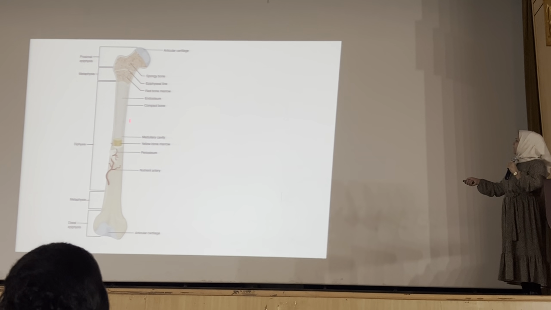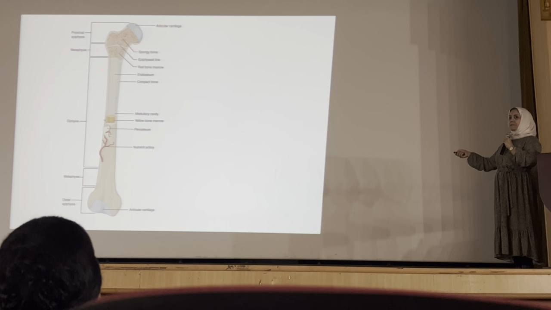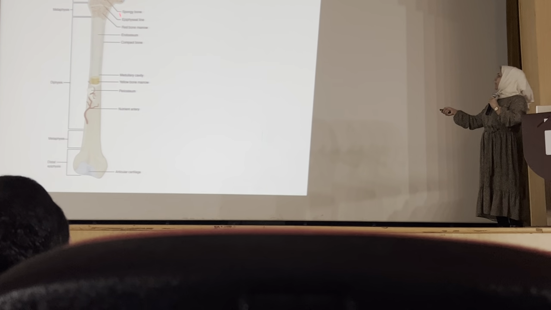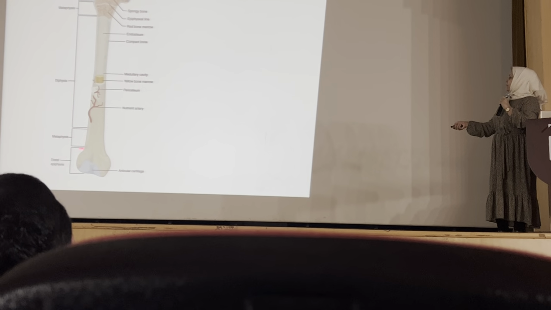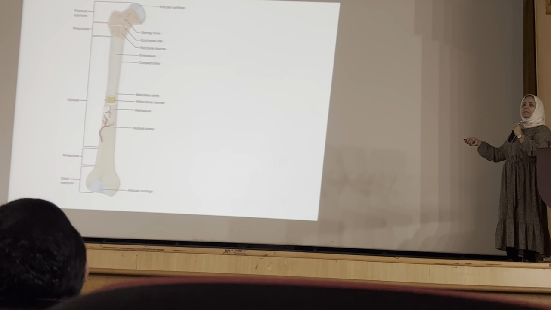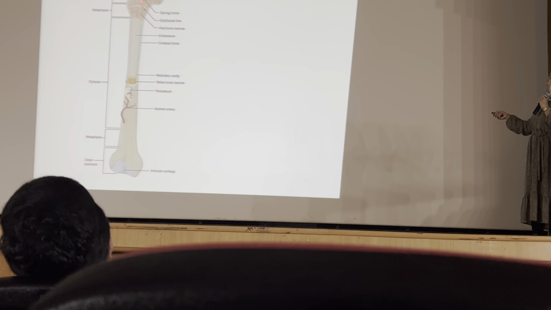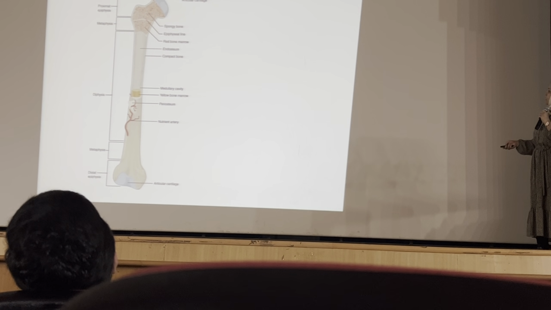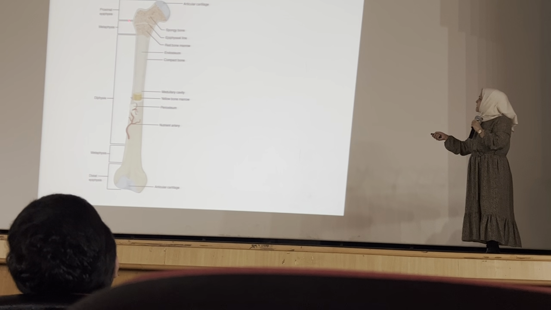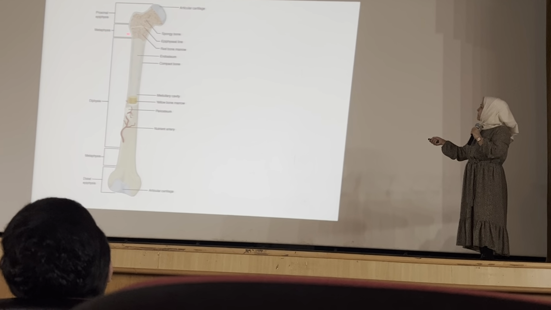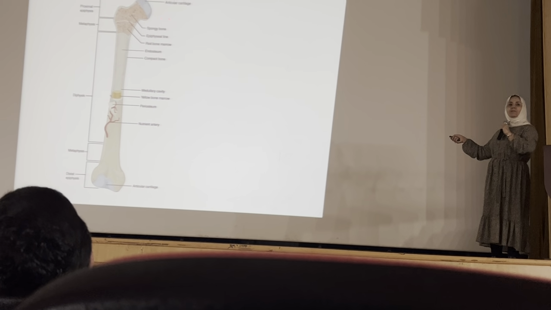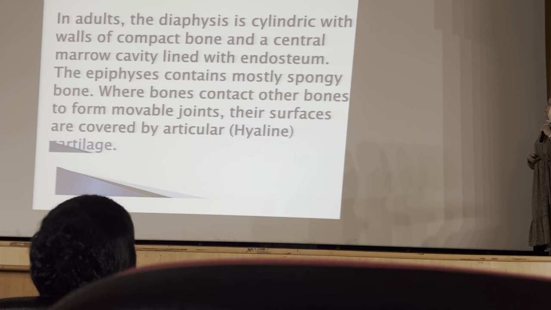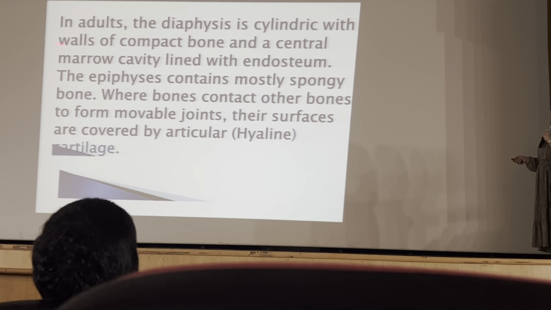It consists at the center of an elongated or cylindrical shaft. This is the shaft or diaphysis of the bone. Then on both upper and lower ends, there is a bulbous, rounded structure called epiphysis, and a small area joining the diaphysis with the epiphysis called metaphysis. And this is the articular cartilage, which is made of hyaline cartilage. In adults, the diaphysis is cylindrical with a wall of compact bone.